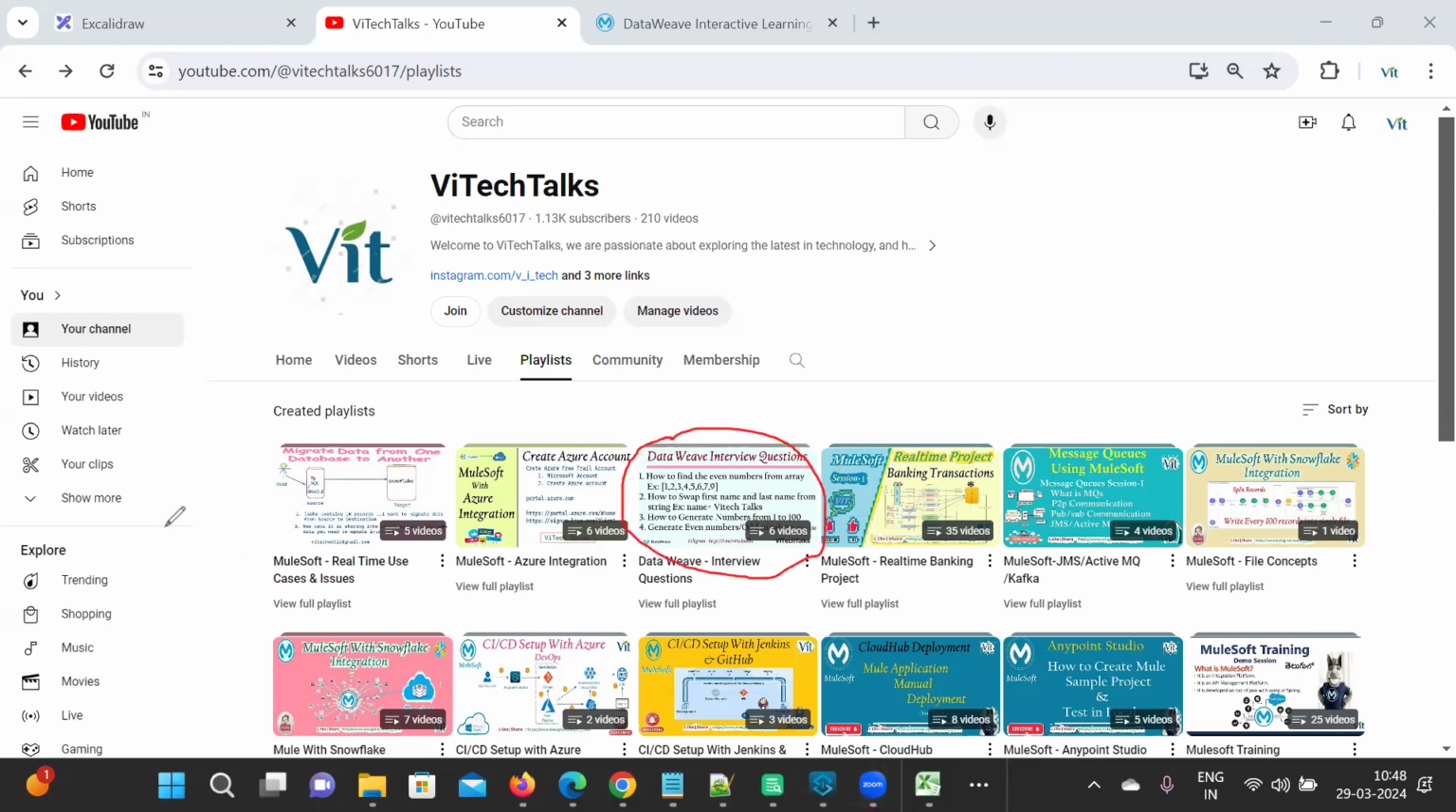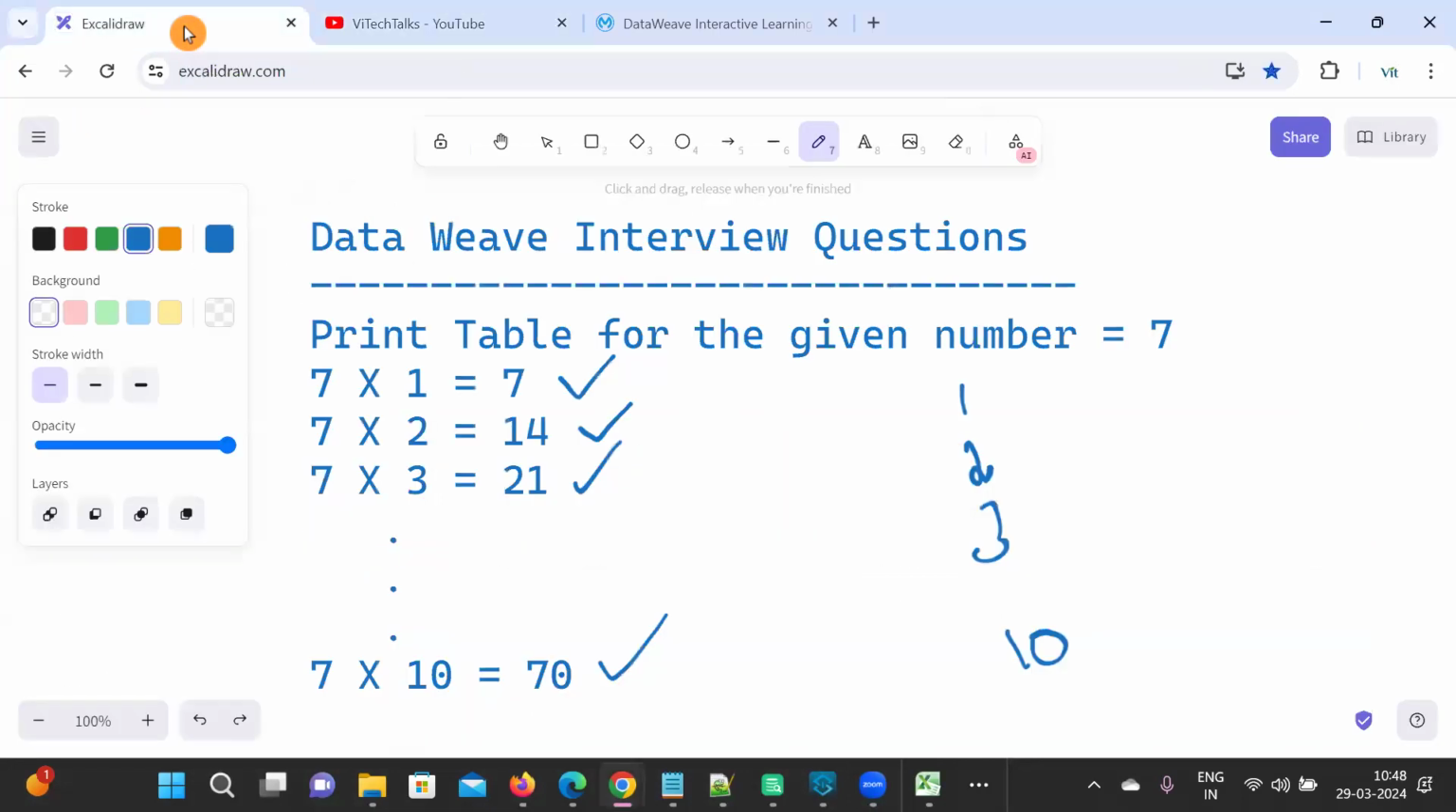As part of this video, we are going to solve the given use case. See what is the use case. Here we need to print the 7th table. So how do we need to print it? It's like 7 1 7, 7 2 14, 7 3 21, up to 7 10 70.